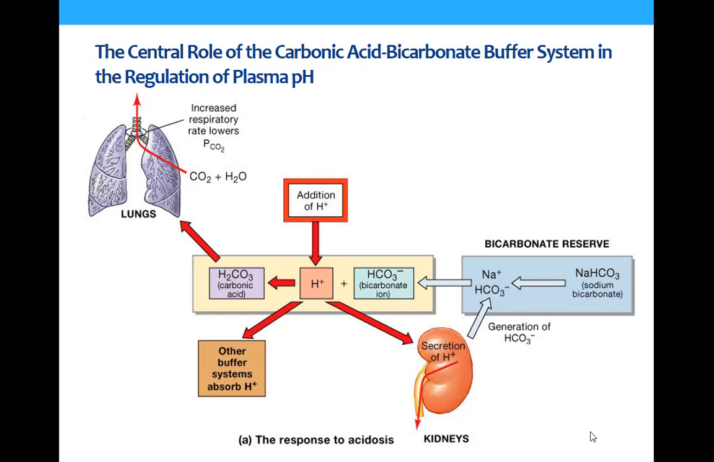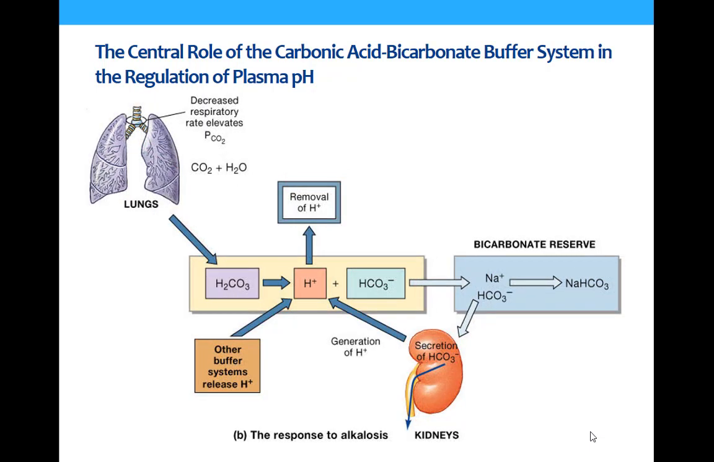Okay. So if you add H plus into the blood, kidneys will reabsorb more bicarbonate, so it can bind to H plus, form carbonic acid, break down into CO2 and water, and lungs will take their CO2 out. Okay. If the opposite occurs, if there is removal of H plus from the blood, or the pH of the blood has now increased, alkalosis, what will happen now?